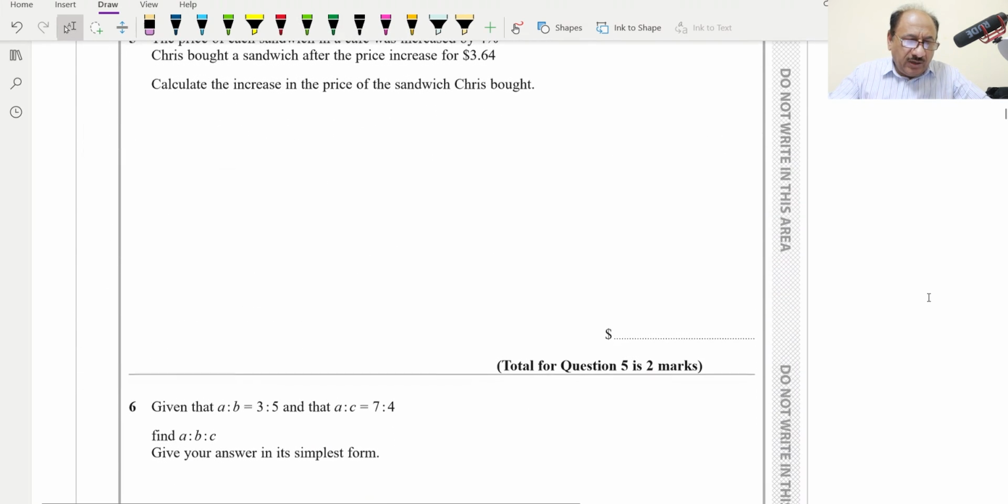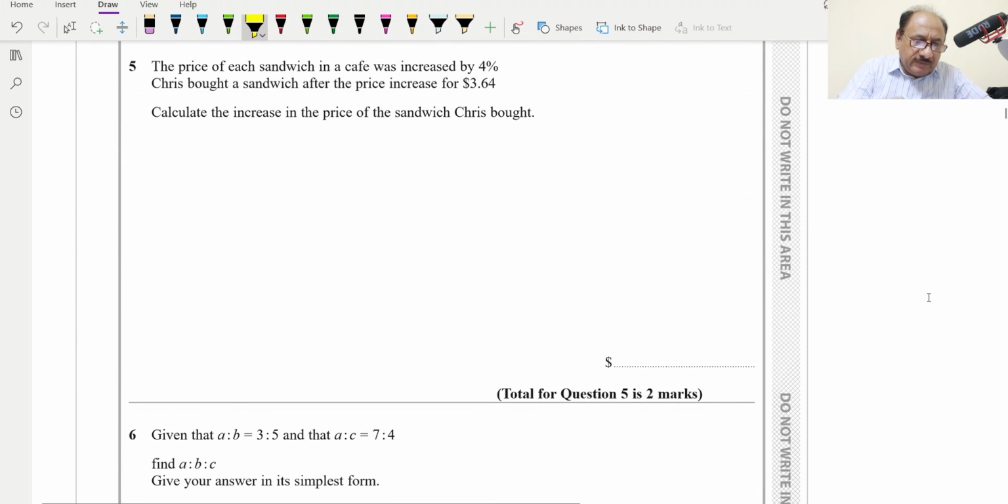Now question number 5 says the price of each sandwich in a cafe was increased by 4%. Chris bought a sandwich after the price increase for $3.64. Calculate the increase in price. So the increase in price is required. Basically this is a reverse percentage question. So the new price is $3.64.